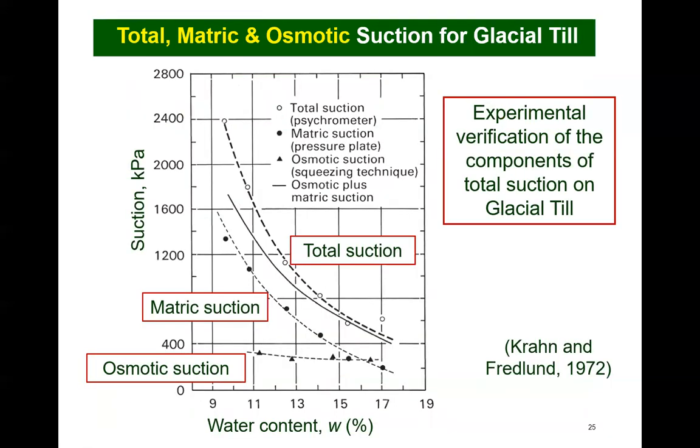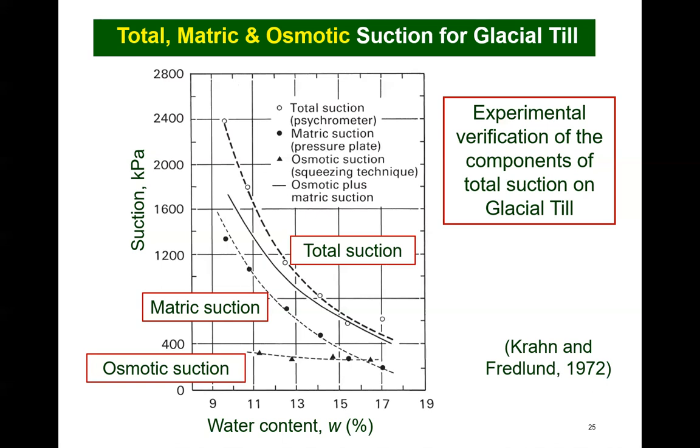The components of suction as well as total suction have been independently measured for several soils. Typical results are shown on this graph. Total suctions were measured using psychrometers, while matrix suctions were measured using the axis translation method. Osmotic suctions were measured by squeezing the pore fluid and measuring its electrical conductivity.